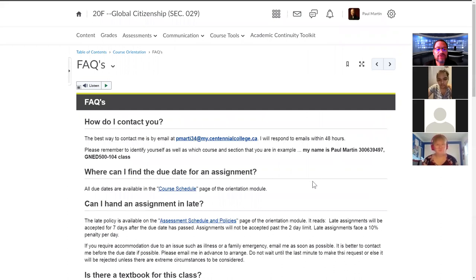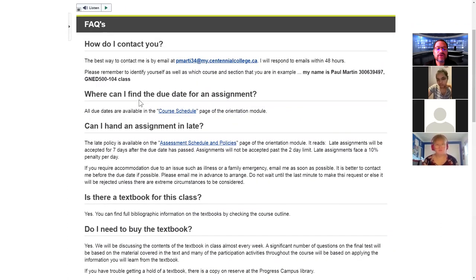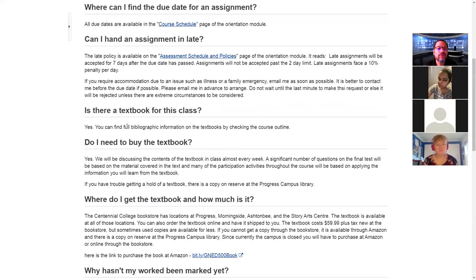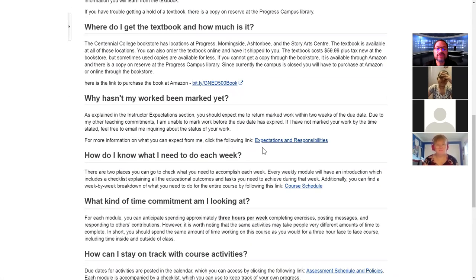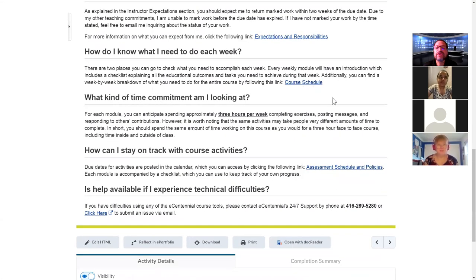Frequently asked questions around the course schedule: when are assignments due, do I need a textbook, which we looked at a second ago, where do I get the textbook from, how much is it, what's my expectations, right, how much work do I need to do each week? That's the big thing. You're going to spend about 3 to 4 hours every week in this class. Even though it's online, you still have to do the work.